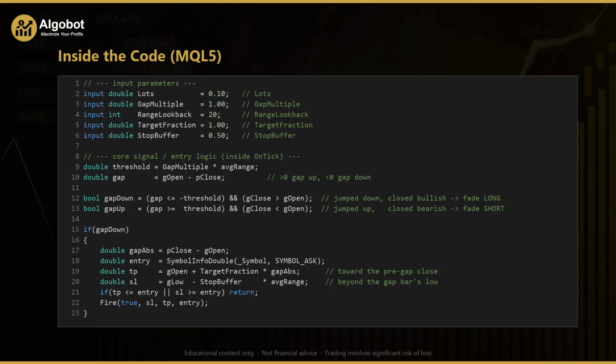Inside the gap down branch, the strategy measures the size of the empty space, reads the current ask price for entry, and sets the take profit toward the pre-gap close, scaled by TargetFraction. The stop loss sits below the gap bar's low, padded by the buffer. The line checking take profit and stop loss against entry is a safety gate, ensuring the order geometry makes sense before the strategy sends it.